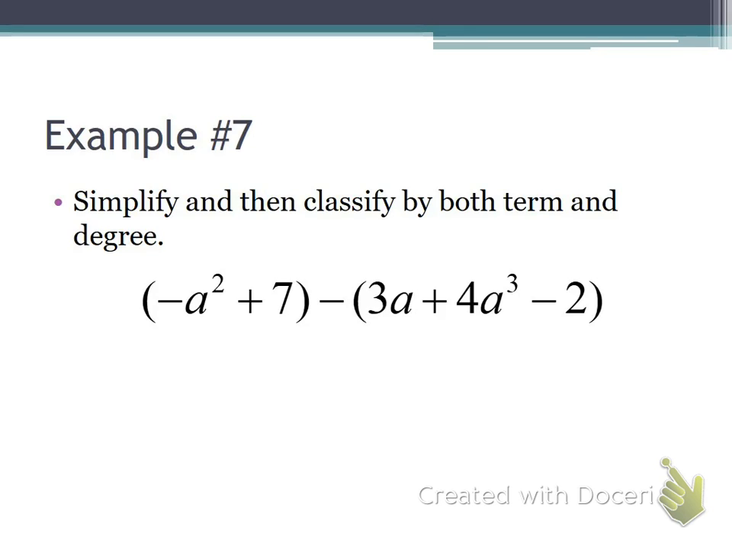All right, next, I think this is our final example. Simplify and then classify by both term and degree. So this is putting it all together. We've got to distribute this minus sign here to the second set of parentheses. We have to combine like terms, make sure it's in standard form, and then classify it. So I'll give you a few minutes to do all of those tasks before we talk about our answer.